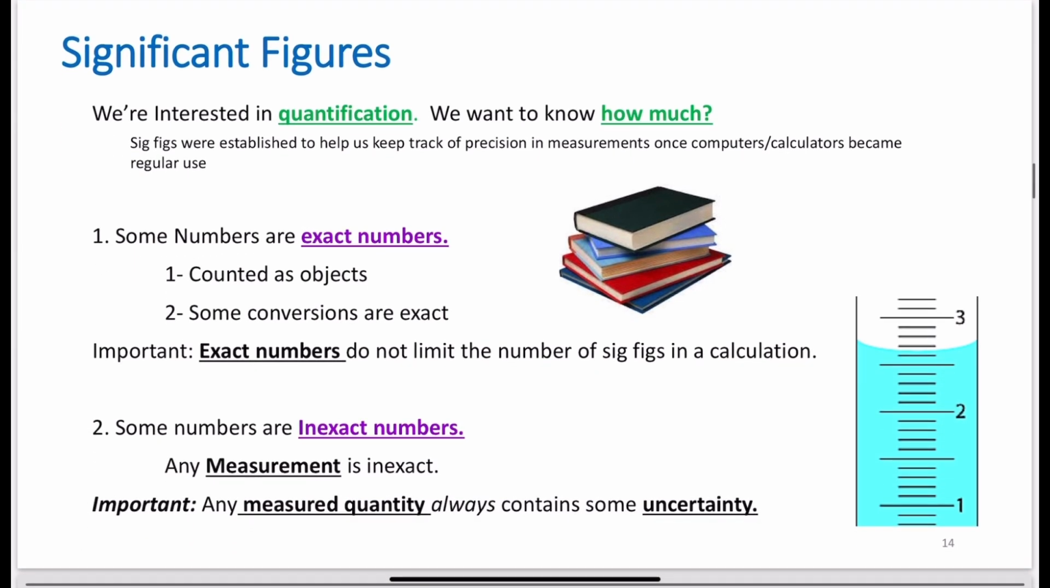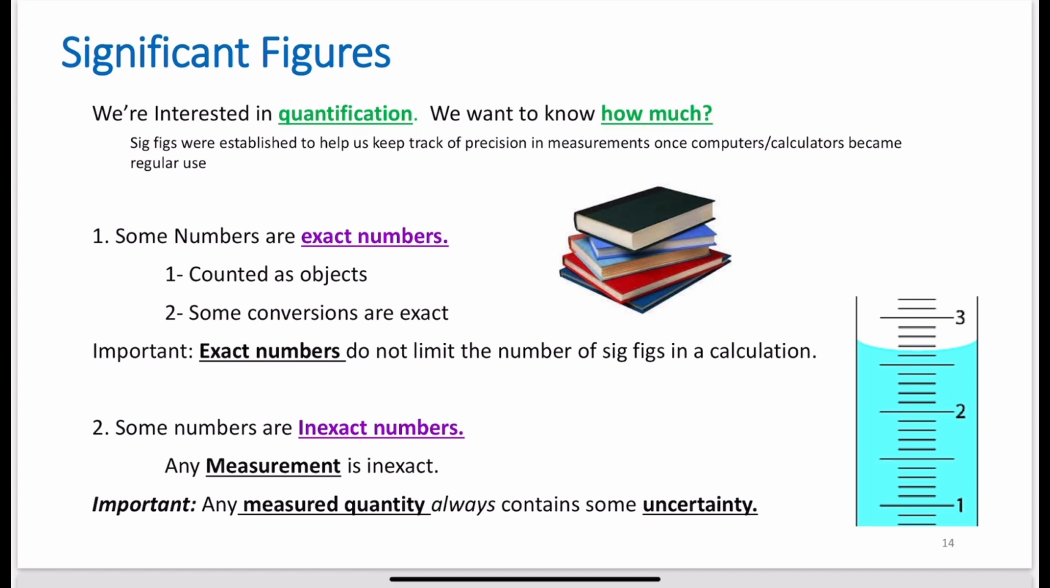So with this idea of sig figs, we are interested in quantification. We want to know how much. Sig figs were established to help us keep track of precision in measurements once calculators and computers became of regular use, because calculators don't care about precision or accuracy. They're just going to give you a bunch of numbers. You are responsible for determining what's important and what's not.